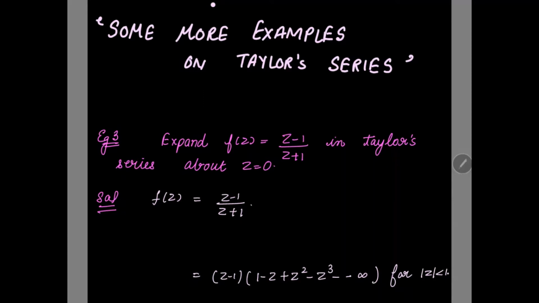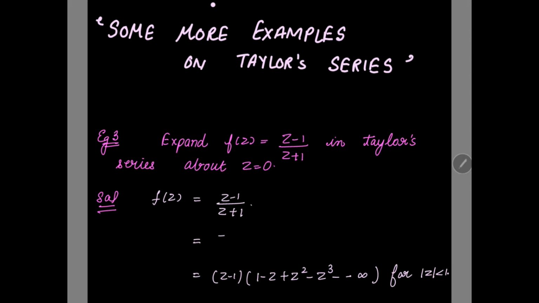Good morning. There are some more examples on Taylor series for you. Expand f(z) = (z − 1)/(z + 1) in Taylor series about z = 0. Of course, we don't have to add and subtract 0. That looks so absurd. So we have a function f(z) as (z − 1)/(z + 1).